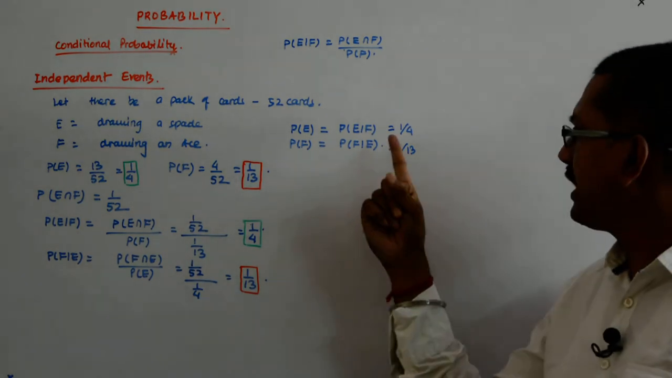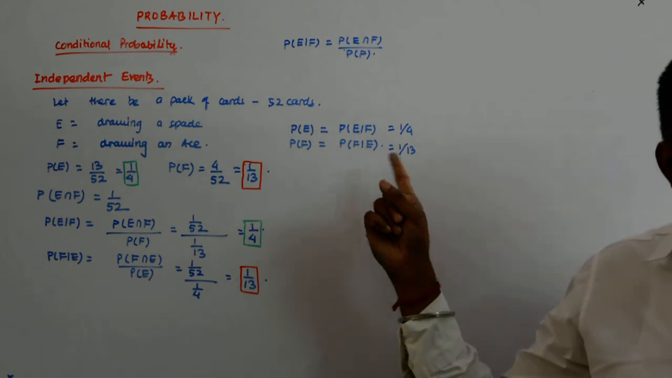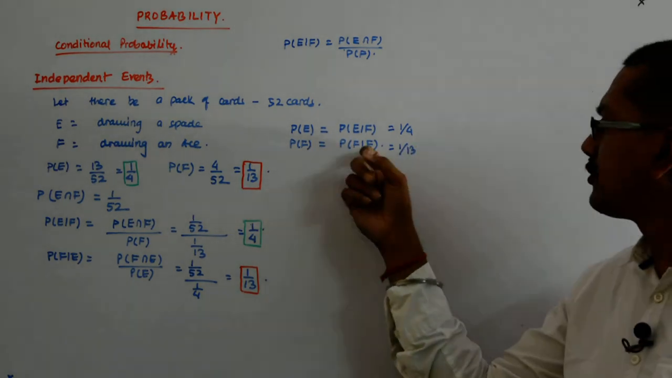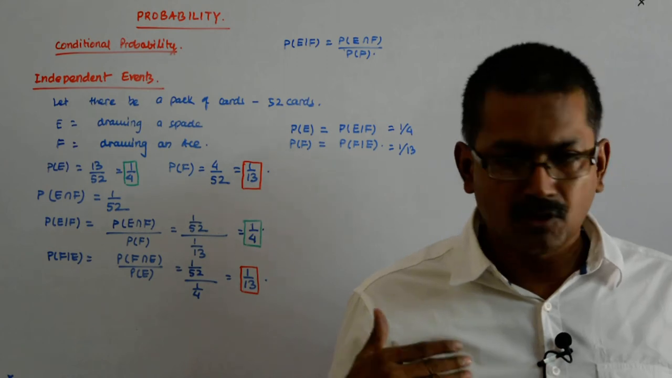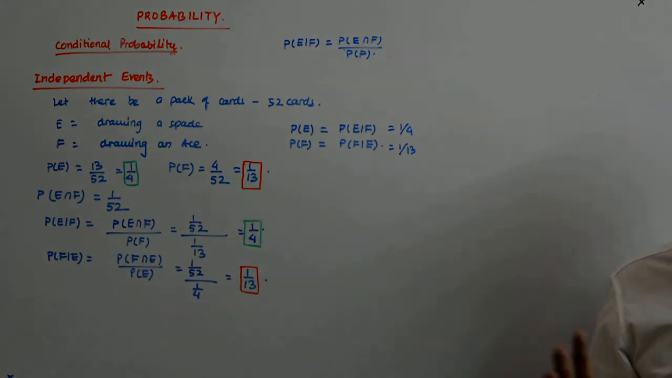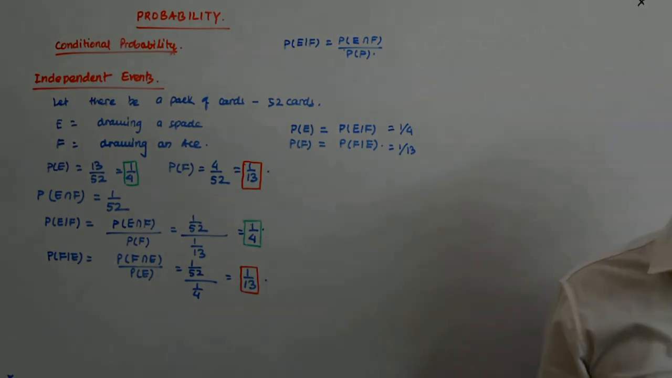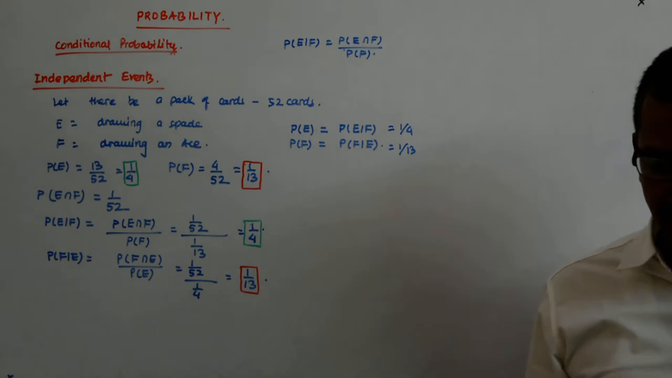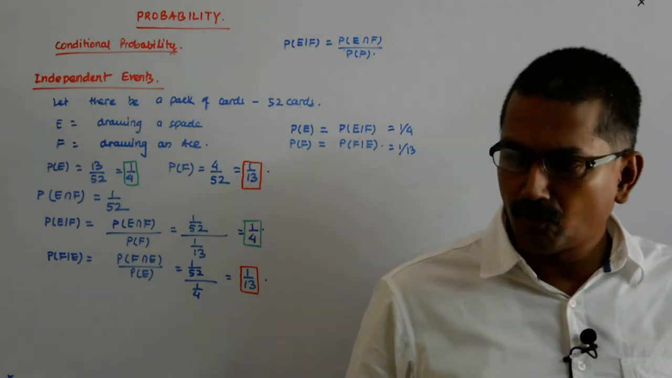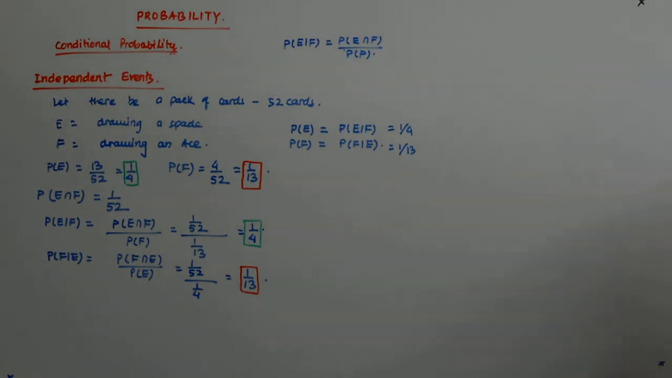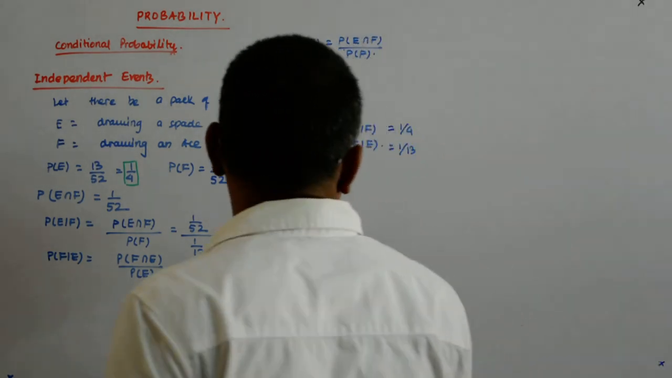So it seems as if the occurrence of F has simply not affected the occurrence of E. And here the occurrence of E has not affected the occurrence of F. Now what does that mean? It means that these two events are independent of each other, okay? That is the definition of independence. So if there are two events E and F, and the occurrence of one does not affect the other, and the occurrence of the other does not affect the one, then the two events are said to be independent of each other. Okay, so this is the criteria for independence.